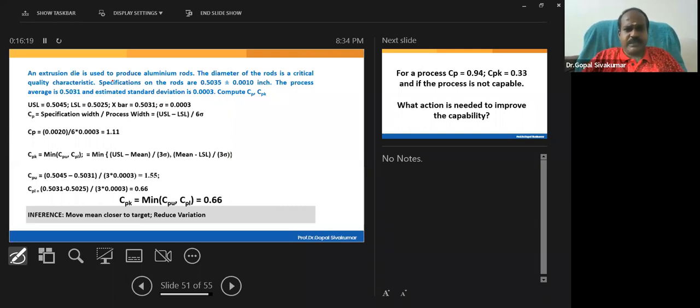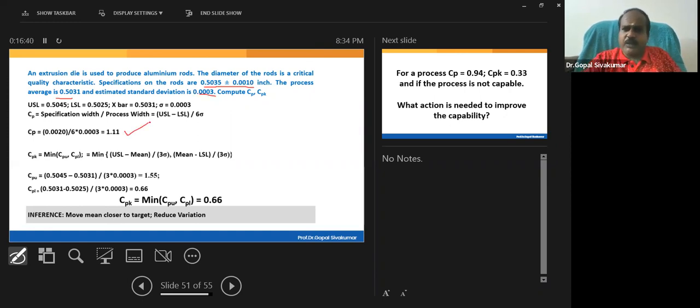And see here, this is the extrusion process. Extrusion is a kind of manufacturing process where you force the metal to go through a die and then, on the other side, the product comes out. The diameter is a critical to quality characteristic. The specification is this one: USL, LSL. Process average is given. Standard deviation is given. You are calculating CP equal to 1.11.